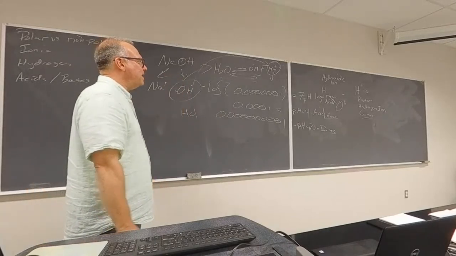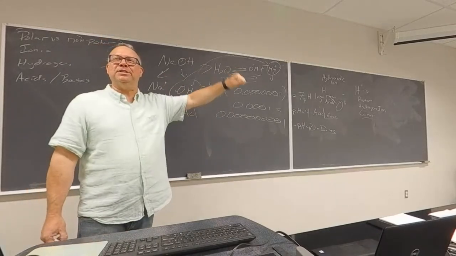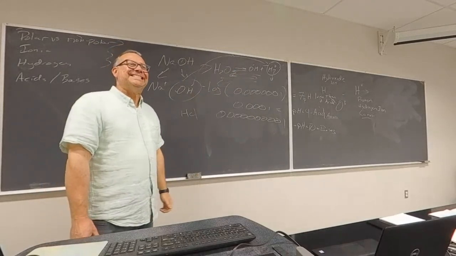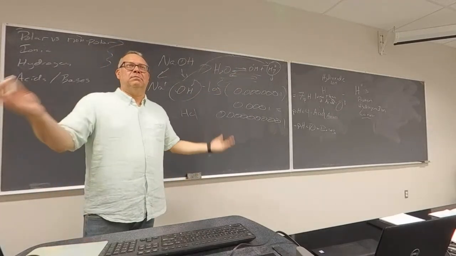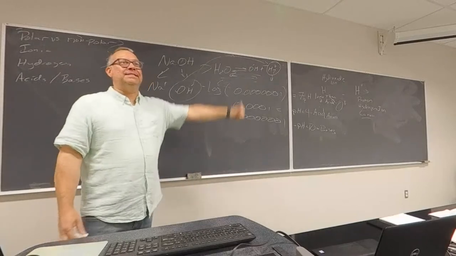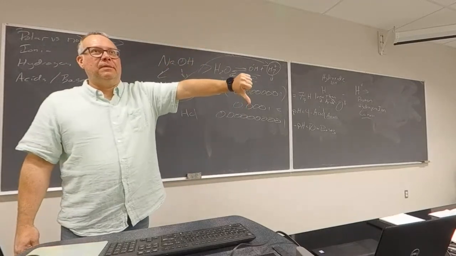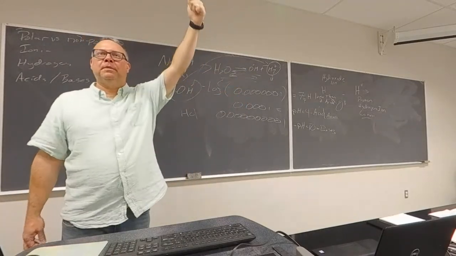So the easiest way to tell a base from an acid is by putting a pH meter in it. 7, neutral. Less than 7, acid. Greater than 7, base.